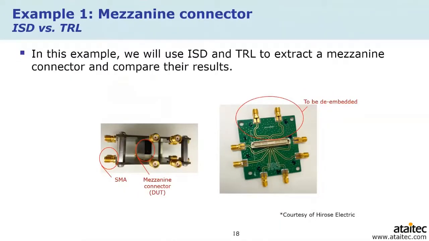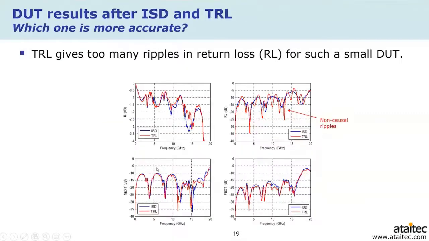Now here's one example, a mezzanine connector, comparing ISD with TRL, right? The DUT is this mezzanine connector sandwiched between 2 boards here. And we want to embed the boards from the top and also from the bottom, or we can call it from the left and from the right. Now here's a quick comparison. If you compare ISD with TRL, one conspicuous difference is that TRL gives you a lot more resonances, and ISD gives you smoother curves.